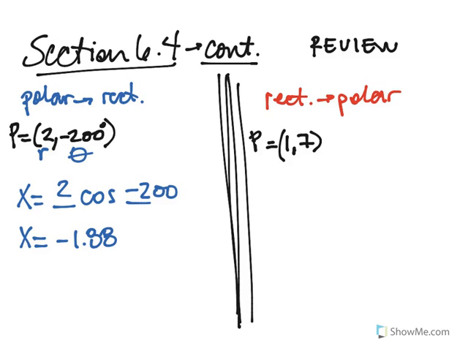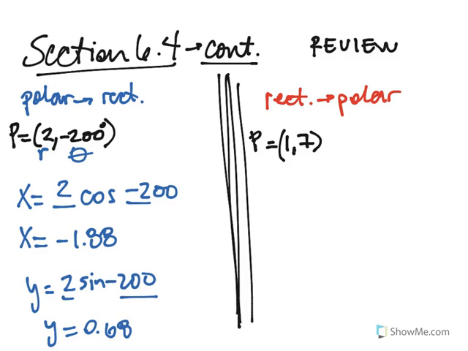Okay, now I'm going to find y the exact same way, but I'm going to use sine. So I've got 2 sine negative 200, and I find that y is 0.68. So then my new point here is negative 1.88 comma 0.68. This is the x, y that corresponds to that r, theta. All right, now I'm going to go vice versa. Now I'm going to do rectangular to polar.